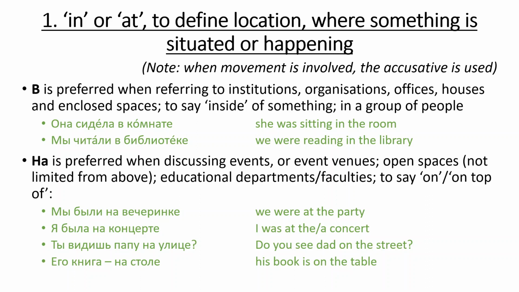Generally, v refers more to enclosed spaces, such as institutions, organizations, offices, houses, banks, and so on and so forth. V is also more common to say inside of something or submerged or surrounded by something, and we'll get into that a bit later on in the lesson. Finally, it can also be used to say in a group of people. So here are some examples.